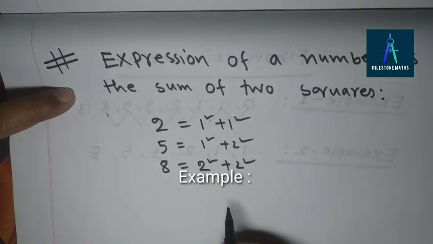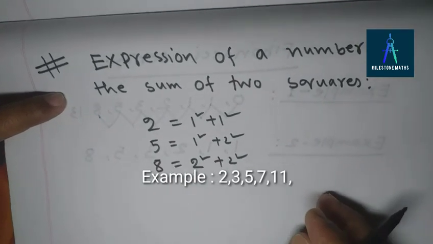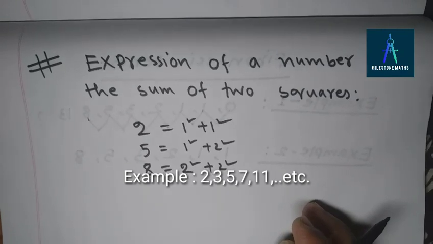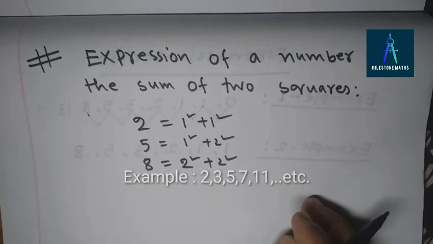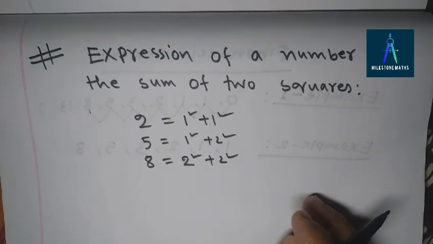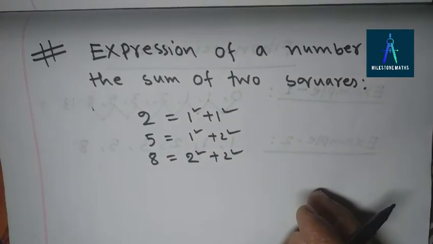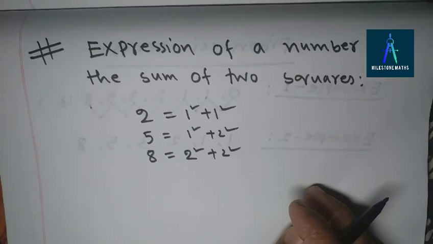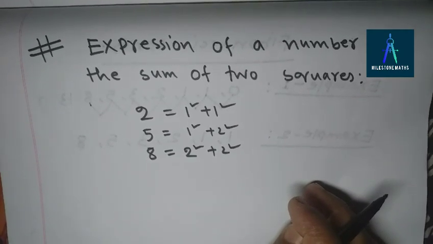In this way, between 1 and 100 there are 35 such numbers which can be expressed as a sum of two squares. This question may come in the JSC exam also, and this type of question is available in the JSC exam previous question papers.